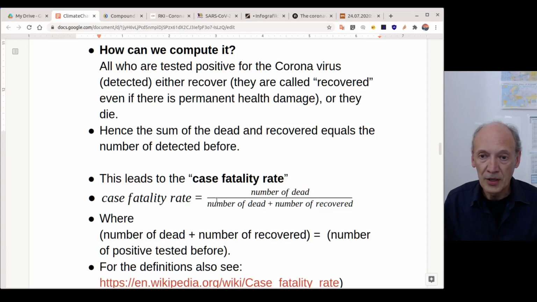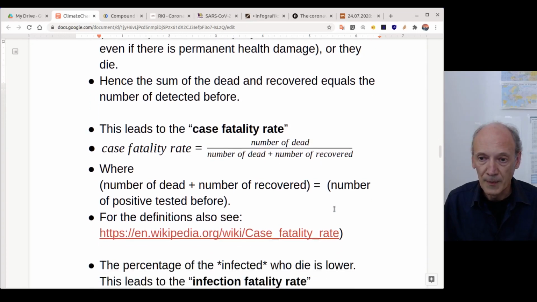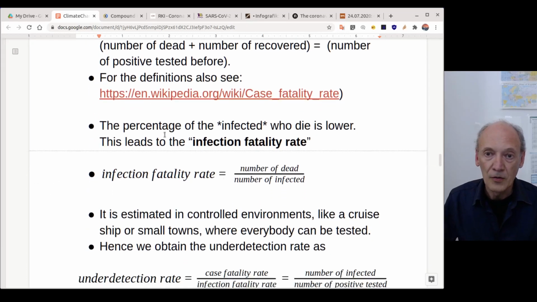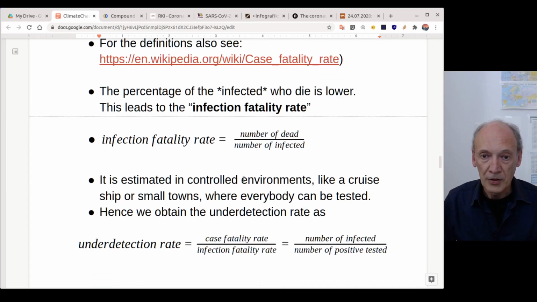So the case fatality rate is defined by the number of dead divided by the number of tested before, which is the number of dead plus the number of recovered, right? And this is also defined here in this Wikipedia page. There you can see the definition of case fatality rate and also the infection fatality rate, which comes next. So the infection fatality rate is defined as the number of dead divided by the number of infected, right? And note that the number of infected now is larger than the number of detected. And this comes from our under-detection rate. So now we have the connection.